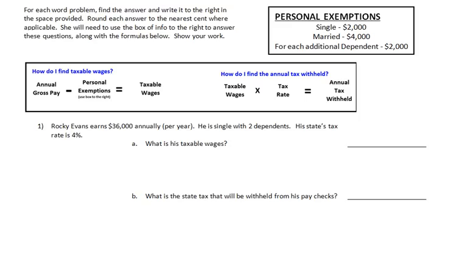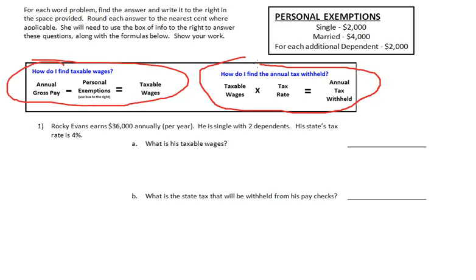Well, today in section 2-2 we're going to talk about state taxes. Now, different states may calculate their taxes in different ways. We're going to look at a way that uses taxable wages and personal exemptions. As you can see on the screen in front of you, there are two formulas. As we use these formulas today, I do need to point out our personal exemptions box.